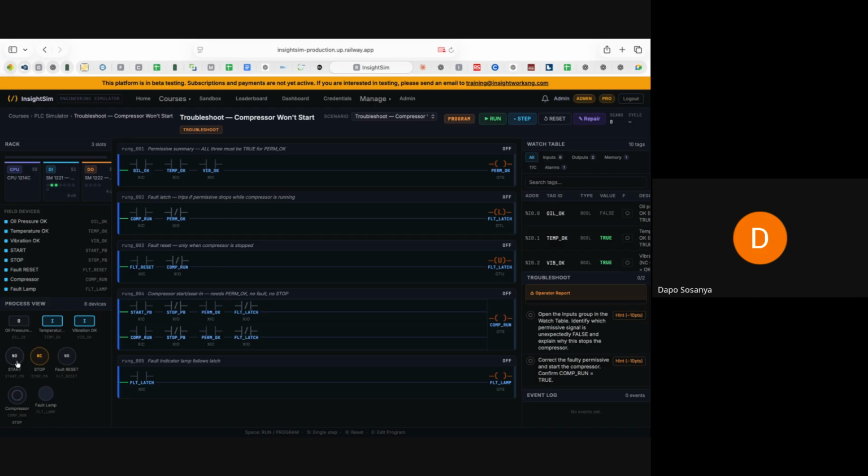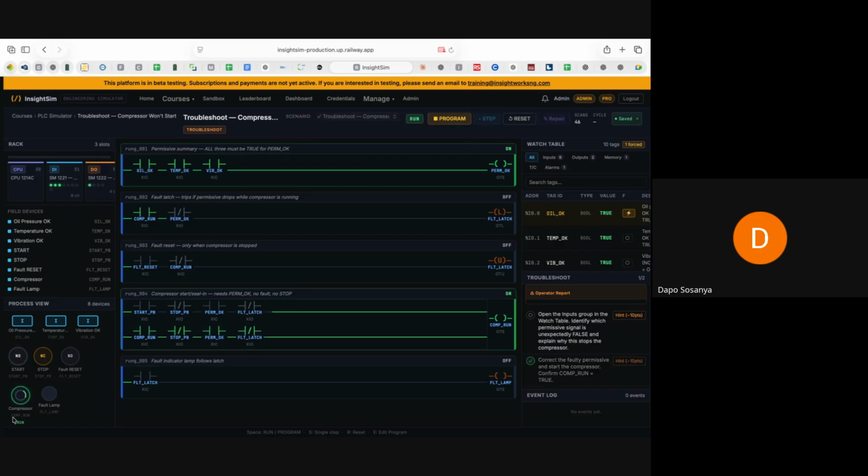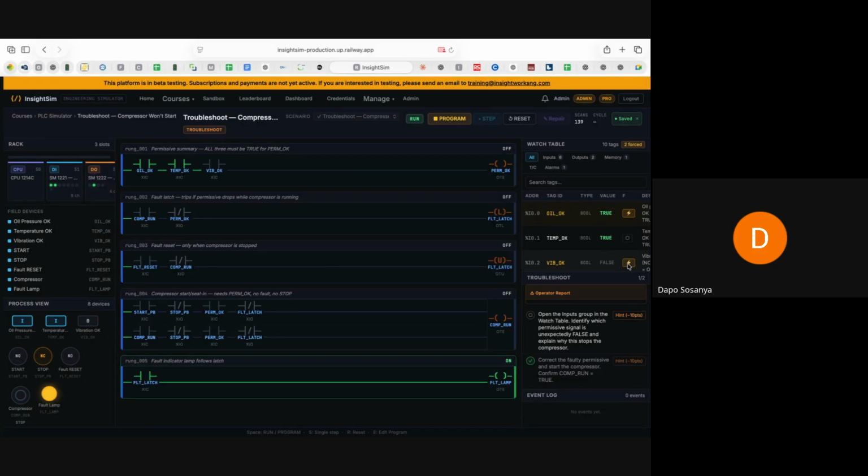So if I force this, right? Okay, so now the compressor is running. Now, let's say vibration increases and I force this, you can see that the vibration is problematic now.